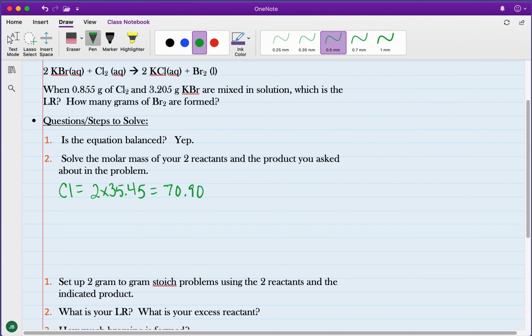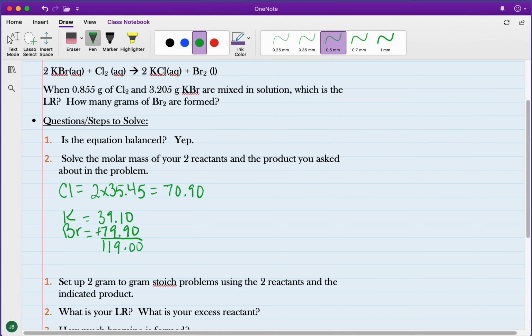And then we also have potassium bromide. So that's going to be K and Br, and we have 1 of each of those, so that's going to be 39.10 added to 79.90. And you're going to come up with 119.